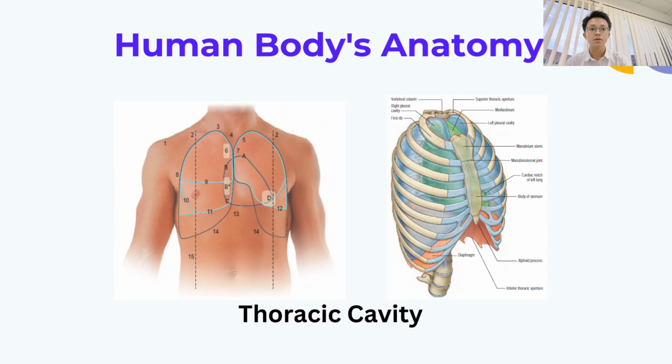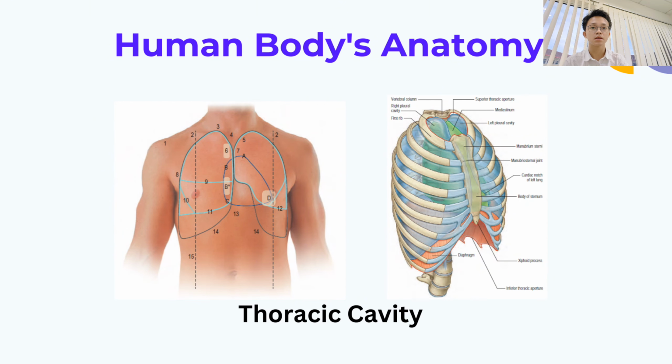A general surgeon must have a deep understanding of the human body. First, we look at the thoracic cavity, which is the space enclosed by the rib cage, sternum, thoracic vertebrae, and diaphragm. It houses vital organs like the heart within the pericardium, lung within the pleural sac, and major blood vessels such as aorta, superior and inferior vena cava, trachea, bronchi, esophagus, and thymus.